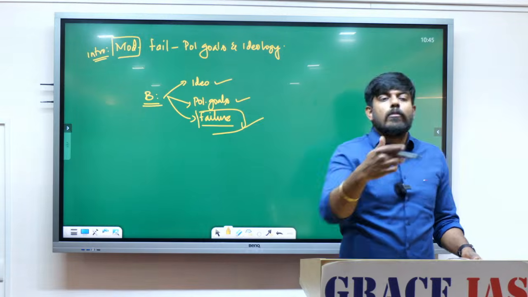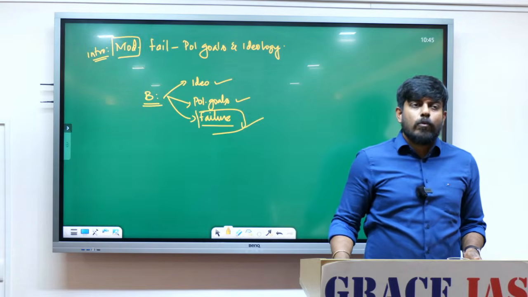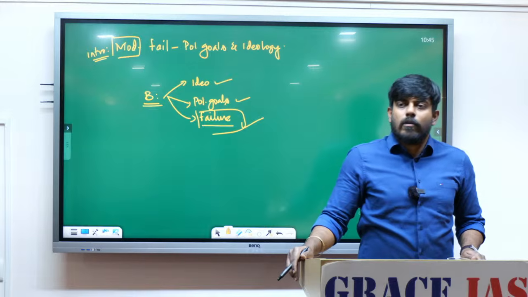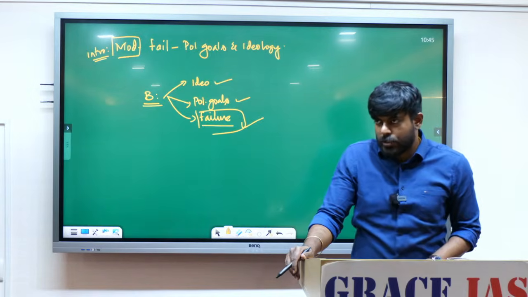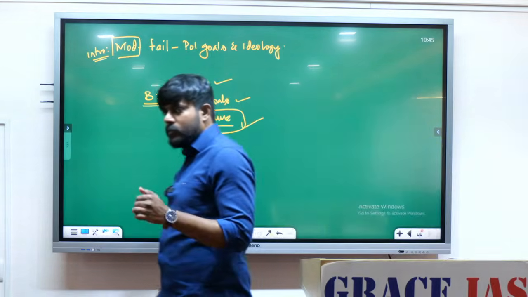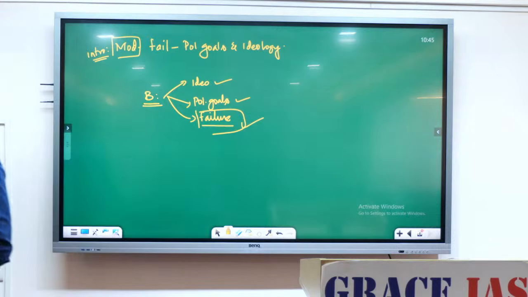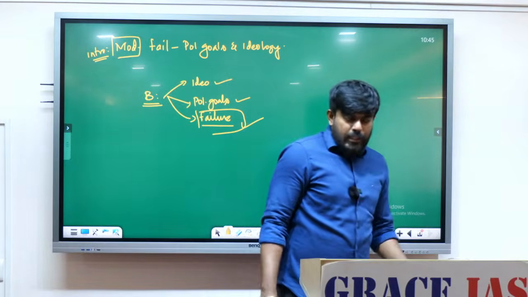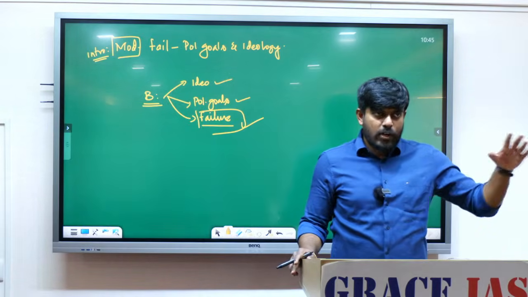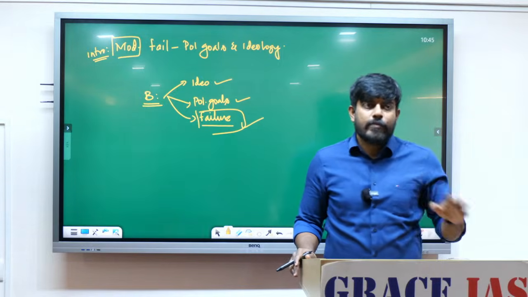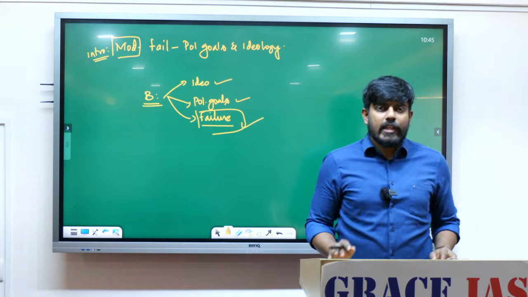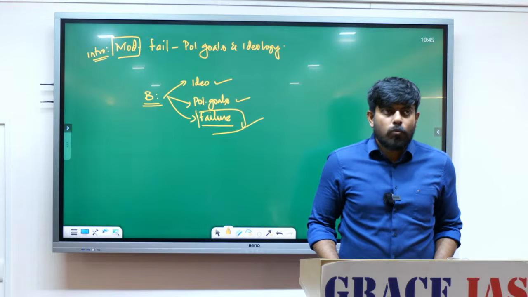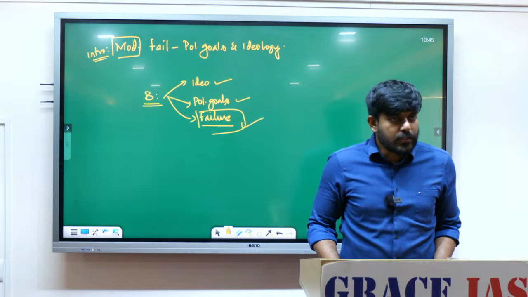Fine. And now move on to the next question. What are the keywords there in that question? Role of moderates, wider base in the freedom struggle. What is the directive given there? To what extent? Simple or complex?